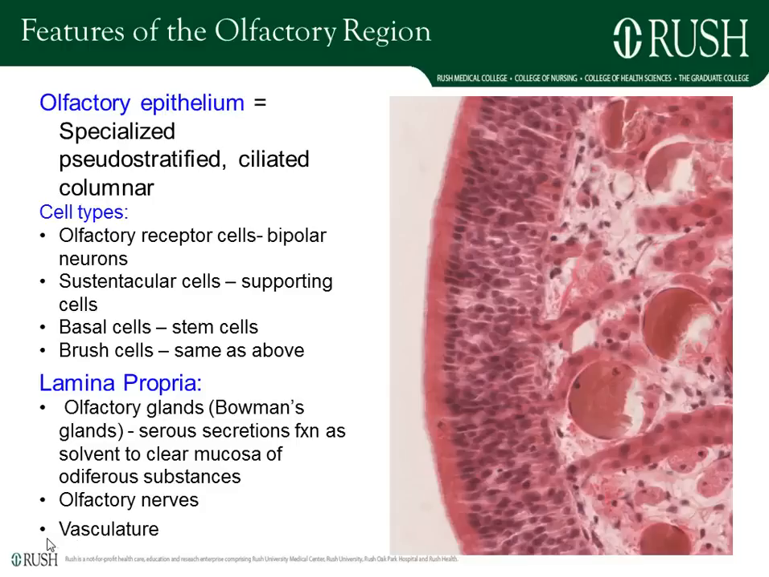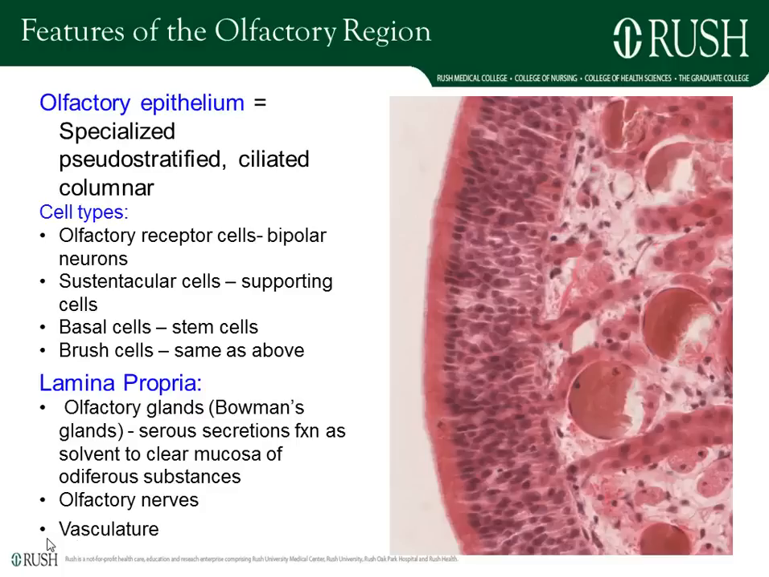It has, first and foremost, the receptor cells, which are bipolar neurons. It has a population of support cells, kind of analogous to glial cells in the rest of the nervous system, and those are called sustentacular cells. It also has a population of basal cells, which act as the stem cell population, and it has brush cells, which are the same as what we saw in the respiratory epithelium.